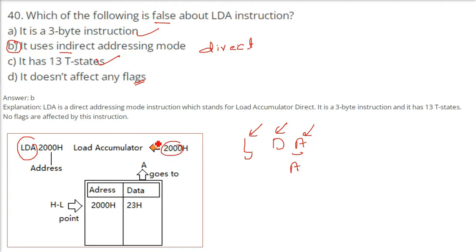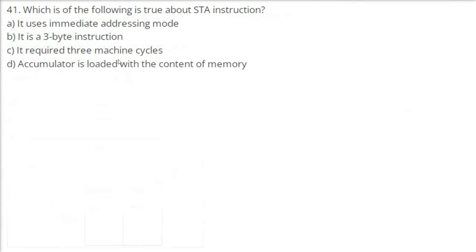Load accumulator direct means you are loading the accumulator directly. Wherever this address is pointing, the data at this address will be loaded into the accumulator.